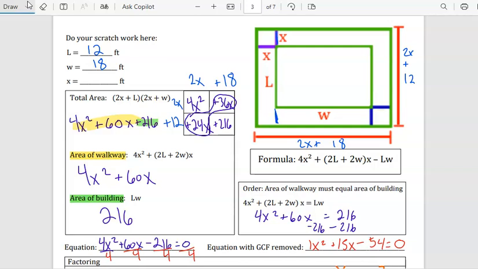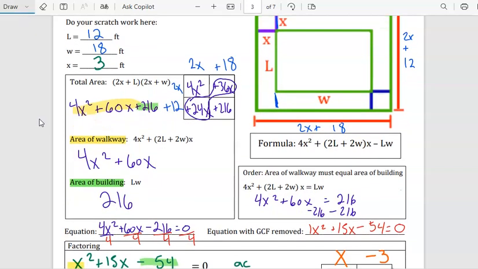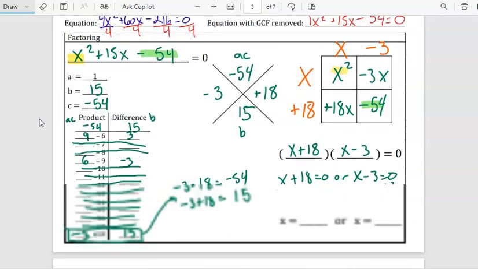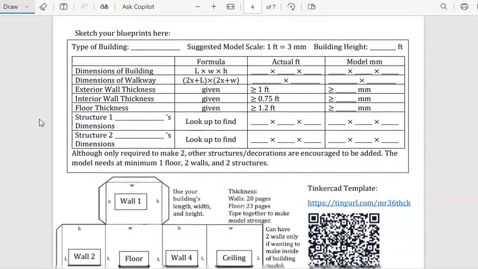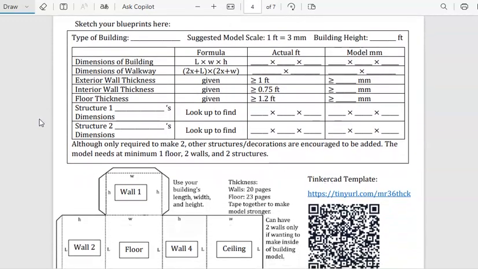So your x value you'll write right here. You'll do the same thing for your group's length and width values. We'll continue filling this out with the example's length and width. Alright, so on the next page, you're going to choose a type of building. If you're not sure, you could just put house right here.